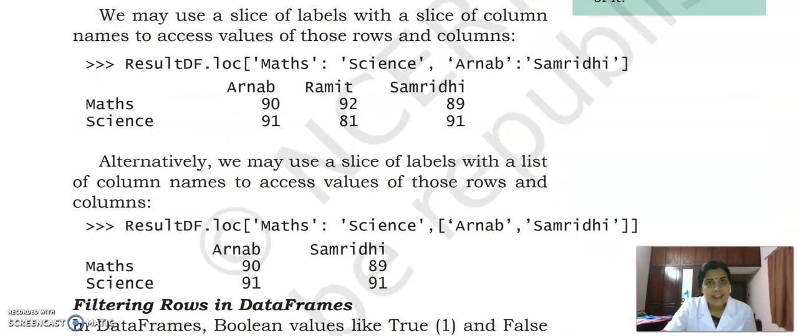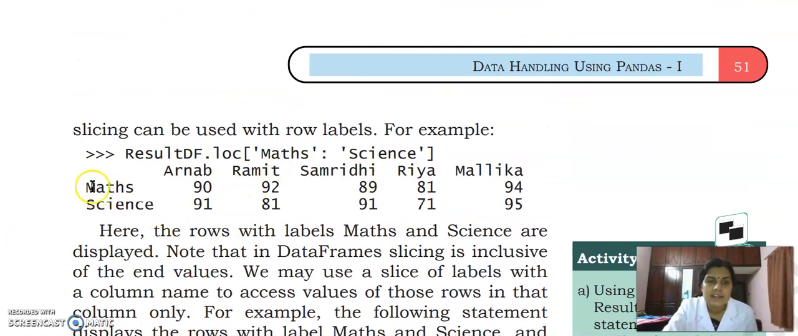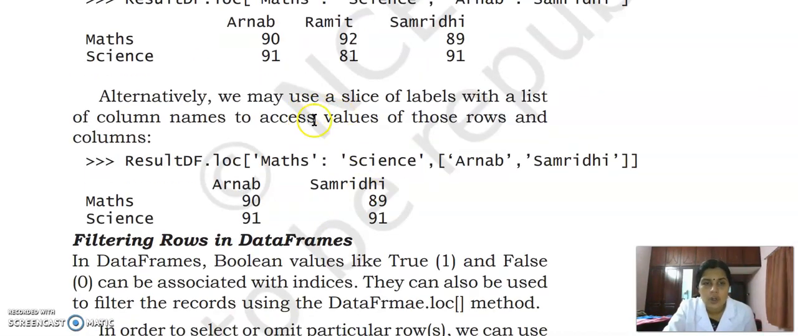We can use the same function loc by using maths colon science, which is the row label. Just remember that we always use the row label at the beginning, then the column label. Then Arnab colon Samriddhi is the column label. So maths colon science will give this output. Arnab colon Samriddhi will give this output. So Riya and Mallika are dropped. So this will be the output in the case of using both column label and row label.